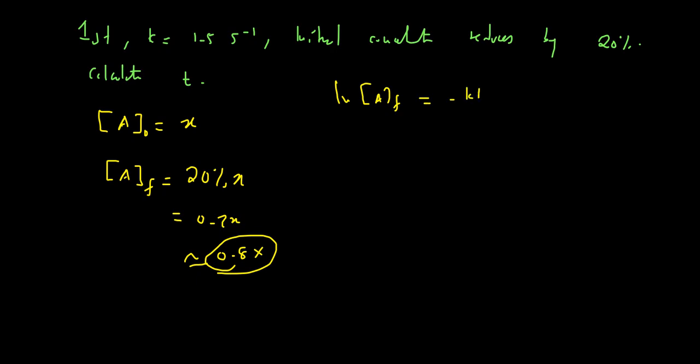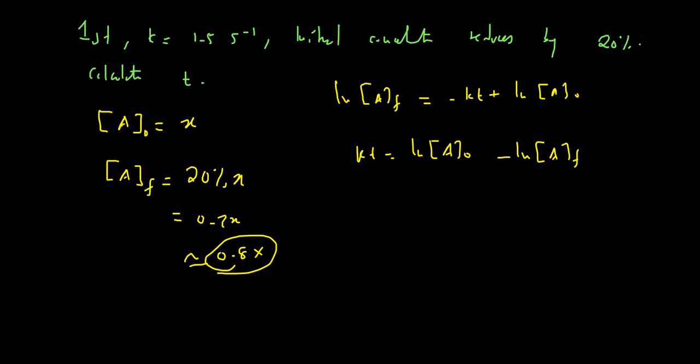negative kT plus natural log of the initial concentration. What I can do here is take kT to this side and take the natural log to the other side. So kT is equal to natural log of the initial concentration minus natural log of the final.